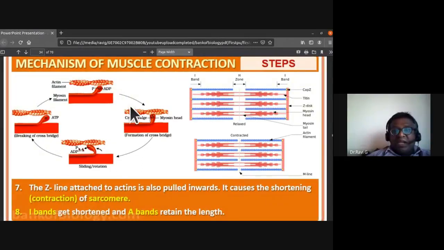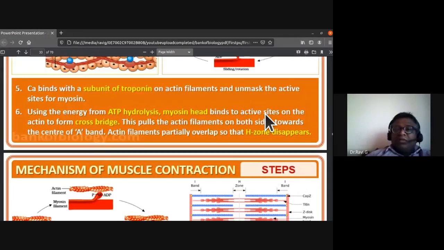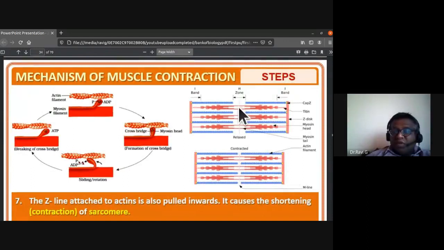This is the sliding filament theory. The H zone is there before contraction, in the relaxed state. The myosin moving over pulls the actin filaments on both sides towards the center of the A band, the anisotropic band, and you can see that the H zone disappears. The Z line attached to the actins is also pulled inwards.